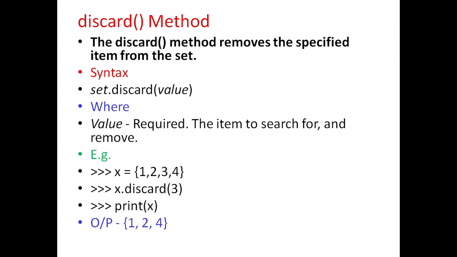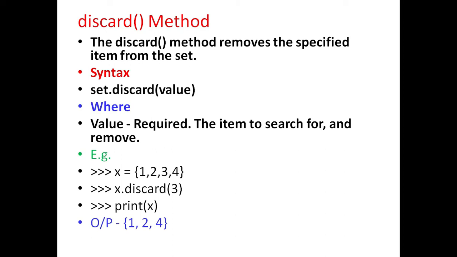Next is the discard method. The discard method removes the specified item from the set. The general syntax is set.discard(value), where value is the required parameter. It is the item to search for and remove from the set. For example, if set x is defined with elements 1, 2, 3, 4, and we give the command x.discard(3), when we print x, it will give the output 1, 2, 4, since 3 is removed from the set.